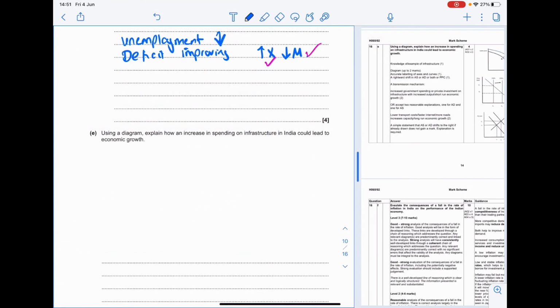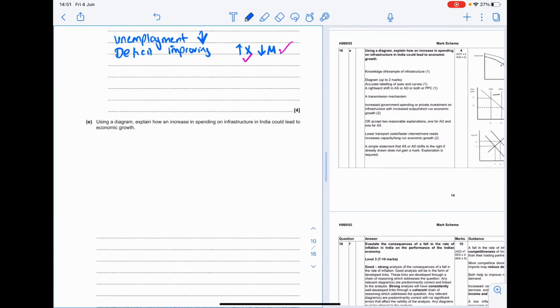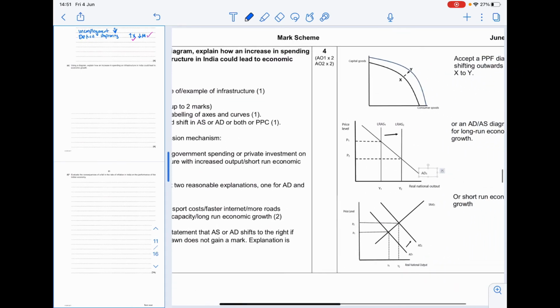And then E is using a diagram, explain how an increase in spending on infrastructure in India could lead to economic growth. So the first thing to say is that infrastructure would be perhaps spending on better roads or better transport systems. So once you've identified that, then it makes it a little bit easier to know how to answer the question. So there's different diagrams that you could draw for this. It doesn't really matter which one you do. They're allowing 3 different diagrams. So we'll go straight over to the mark scheme to see the diagrams.